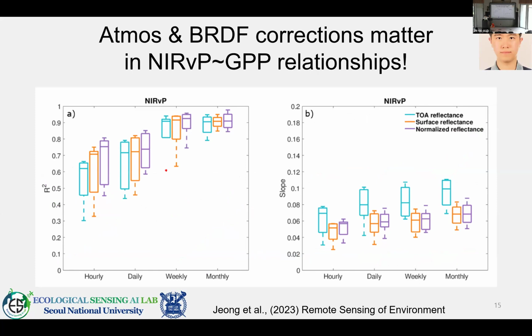Here, the blue color is top of atmosphere, the TOA. The orange color is surface reflectance. And the magenta color is normalized reflectance. Normalized means that it is with a fixed solar angle, like 30 degrees, and the view angle at nadir, for example. By using normalized reflectance, the slope is fairly consistent across hourly, daily, weekly, and monthly. That tells us it is very important to correct all the angular effects. Otherwise, the angular effect could be even stronger than the vegetation change.